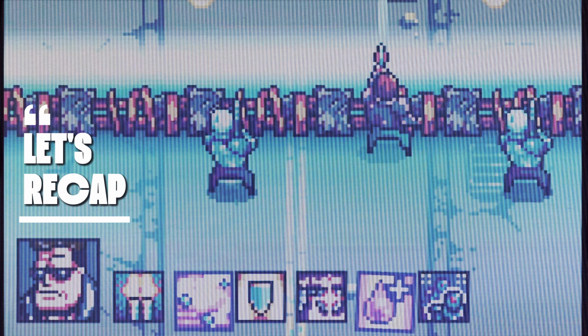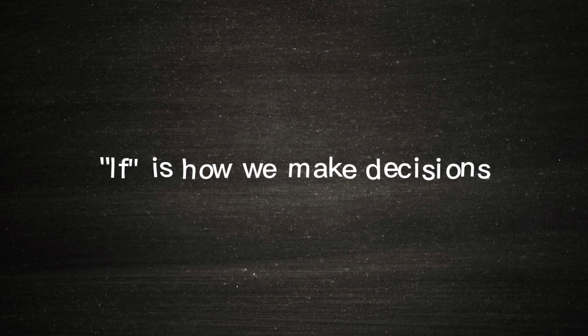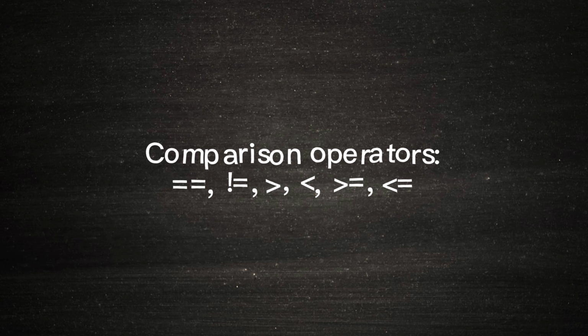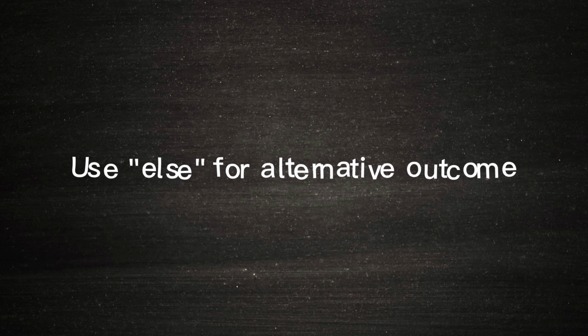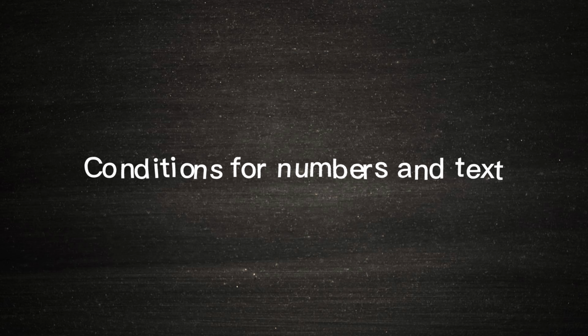So today we learned if is how we make decisions in code. We discovered comparison operators like is equal or greater than. Indentation defines blocks of code. We used else to add an alternative outcome. And we checked conditions on both numbers and text.